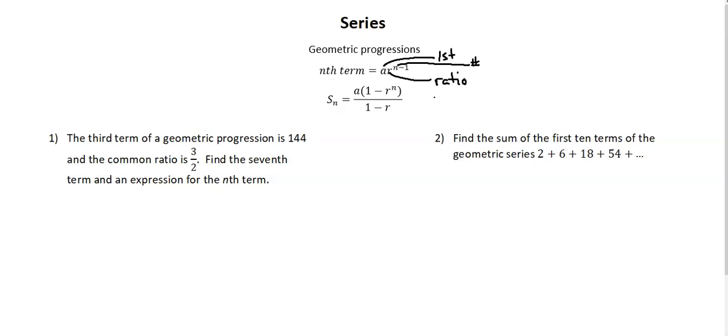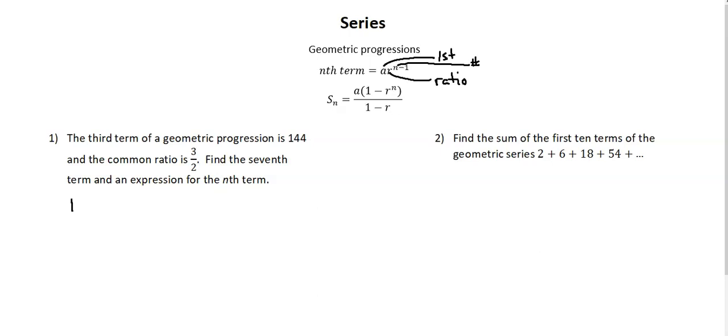We'll work through two sample problems. One, the third term of a geometric progression is 144, and the common ratio is 3 over 2. Find the seventh term and an expression for the nth term. To use the nth term formula, we need to know the first term. So let's start with looking for the first term using the fact that the third term is 144.